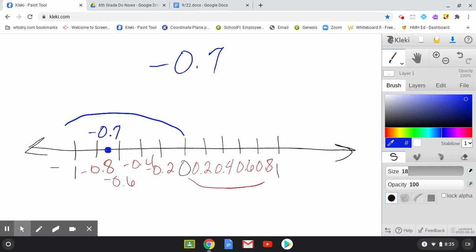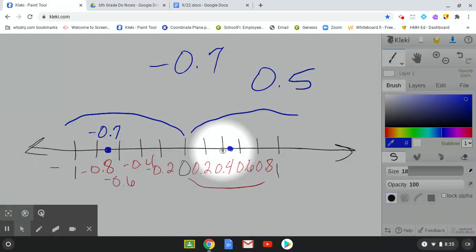If I needed to graph 0.5, well, that's a positive, so I'm looking at the right side of my number line. I don't have a tick mark that is labeled 0.5, but 0.5 comes right in the middle of 0.4 and 0.6. All right, or we would say that as 5/10. 5/10 comes right in the middle of 4/10 and 6/10. So right in the middle, you would plot a point for graphing.